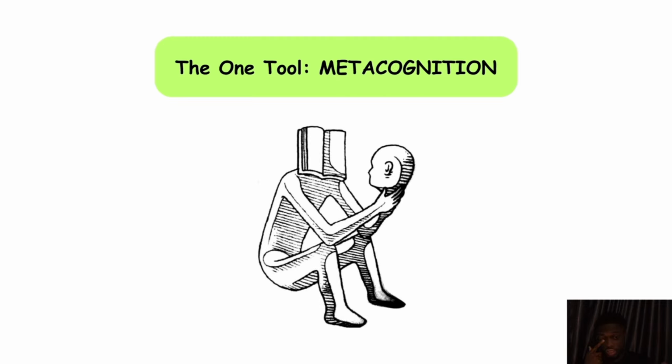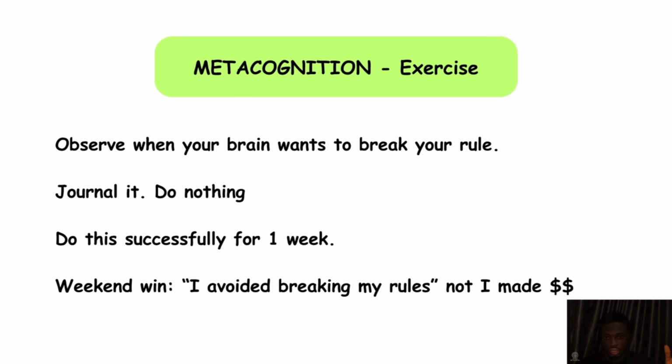Why is this person observing this event while I'm observing it differently? So you have to observe your own thinking patterns, especially when it comes to money, right? You observe how you think, observe your language, what you talk about when it comes to money and all of that. It's a very simple exercise I want to give you here, and when it comes to metacognition, it is to observe when your brain wants to break your rule.